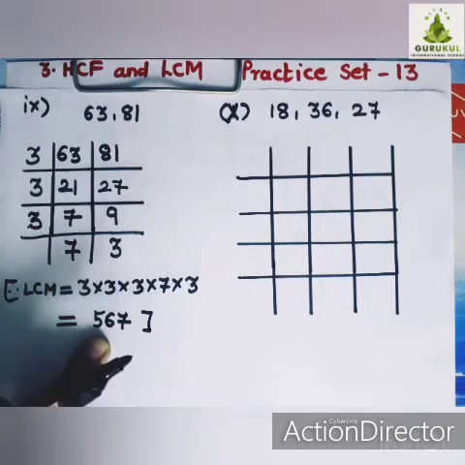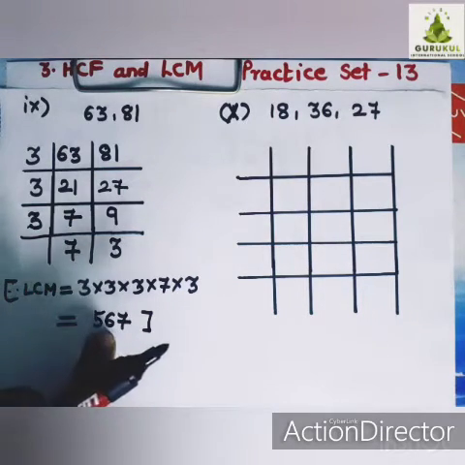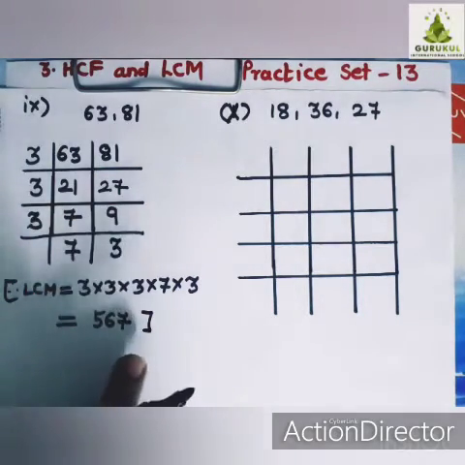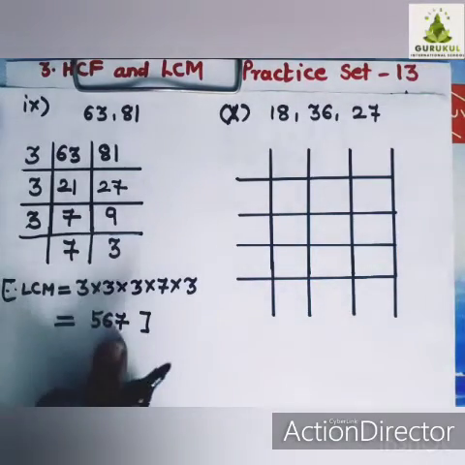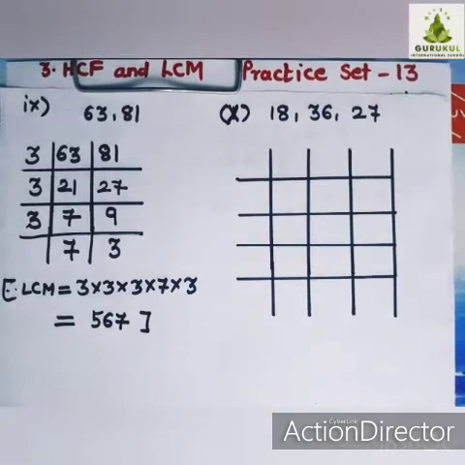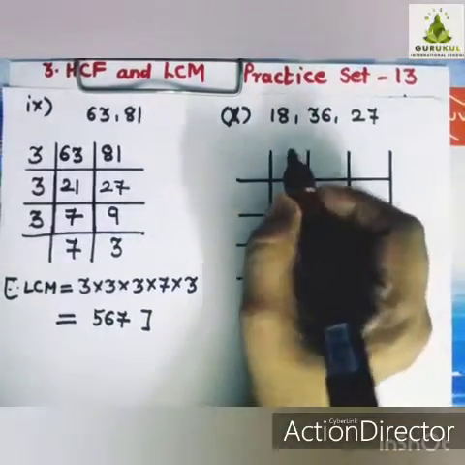See, this answer you can't find orally. I have already calculated it in rough work and found the answer. So you also do the same. If the numbers are bigger, you have to do the rough work compulsorily. Even if you can do it orally, to confirm the answers, do it in rough work. Now next, the last one.